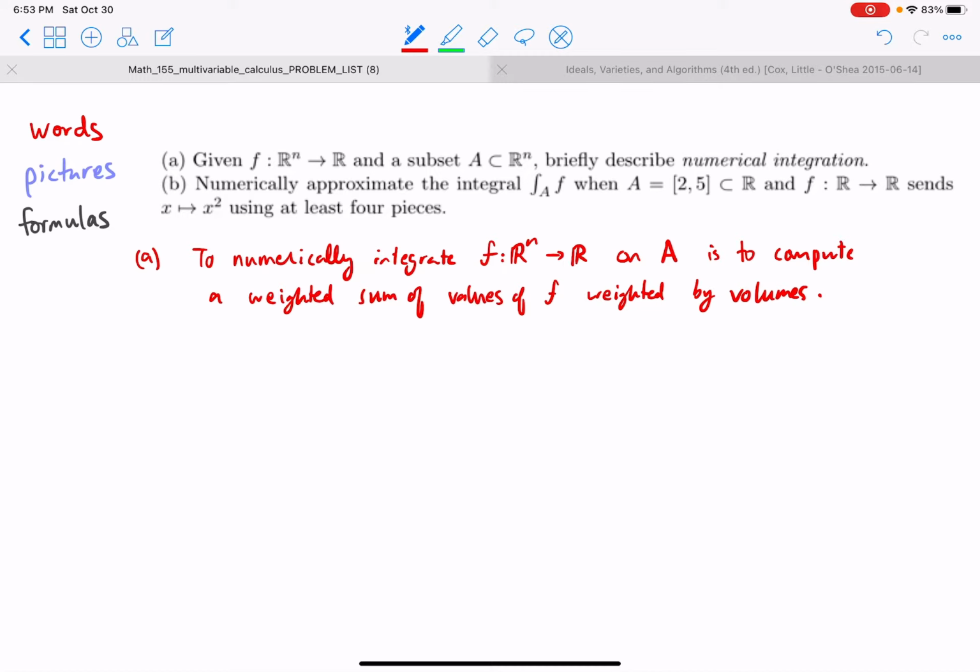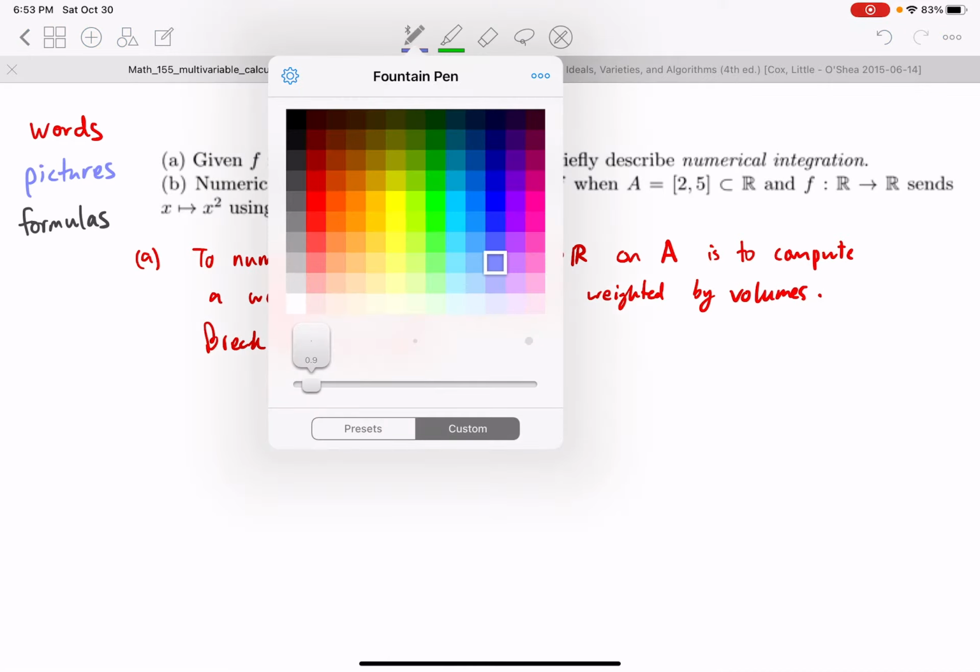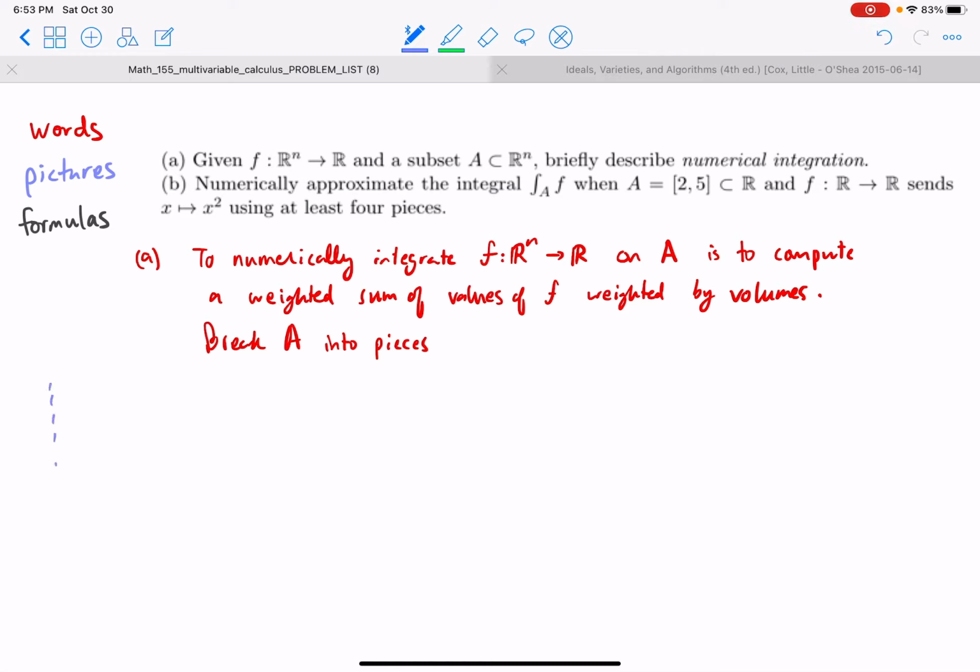So first we have to break A into pieces. So break the whole subset A into pieces. And I'll draw it in a little picture right now. Let's pretend that we were in R2 and this was A. Here's our set A. I'm going to break it into pieces, and I'm going to pick a point on each piece. So maybe I've broken it into 5 pieces, and I pick a point on each piece.